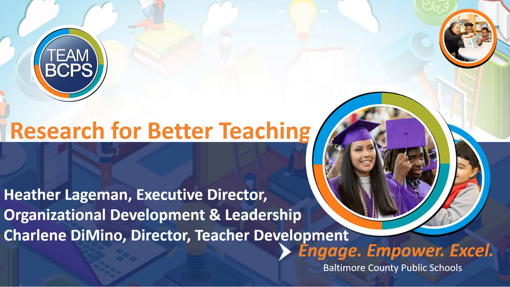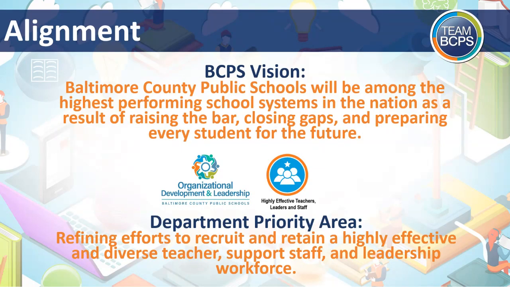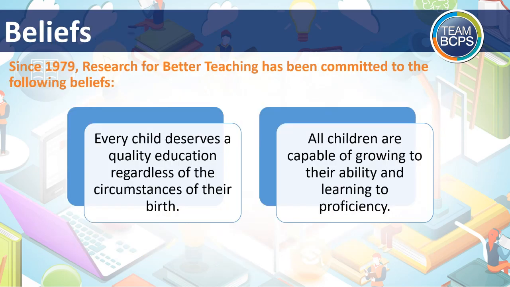And excited to begin by, on the next slide, sharing that Research for Better Teaching is in direct alignment with the superintendent's vision and our Department of Organizational Development and Leadership's priority area, as you can see on this slide. And on the next slide, since 1979, Research for Better Teaching has been committed to these beliefs, which are in direct alignment: that every child deserves a quality education, regardless of the circumstances of their birth, and that all children are capable of growing to their ability and learning to proficiency.